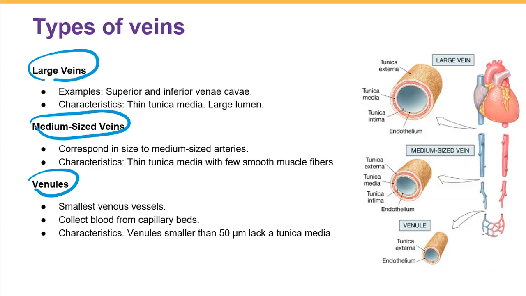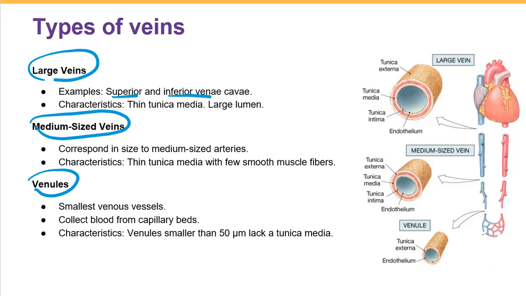The best example is the superior and inferior vena cava. These two major veins bring back blood from the upper part of the body and the lower part of the body to the heart. They have a thin middle layer, which means their tunica media, the layer with smooth muscle, is very thin in comparison with their tunica externa. They also have a large lumen, as they hold about 64% of the body's blood during rest, so it makes sense they have a large lumen.